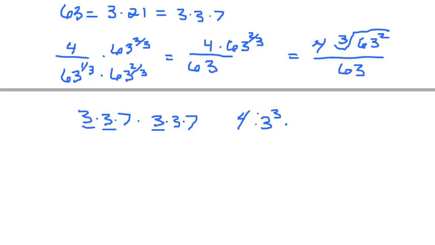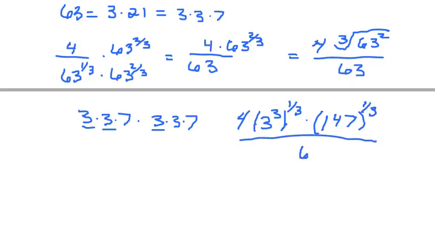So we're going to end up with, of course, we have a 4 out here. I'm going to go ahead and break this up while I'm at it. I guess we'll just write this two right here, and then we have 147 raised to the 1/3. So this over here, and of course this, remember, is all over 63. So we don't want to forget that.